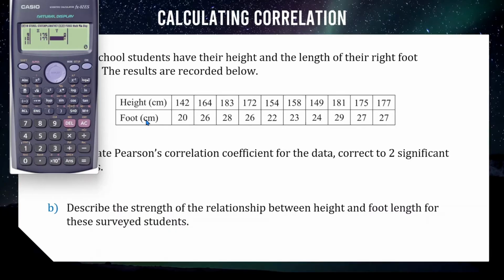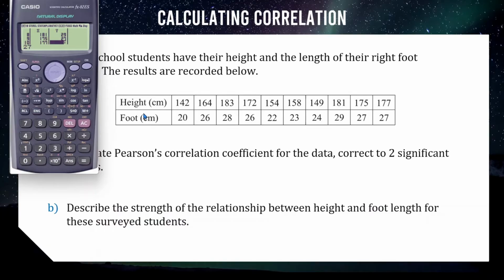Now I'm going to go across and go up to the top of the y column. And I'm going to enter in all my foot lengths. So 20, 26, 28, 26, 22, 23, 24, 29, nope, 29, 27, and 27. Okay, now my data is entered in.